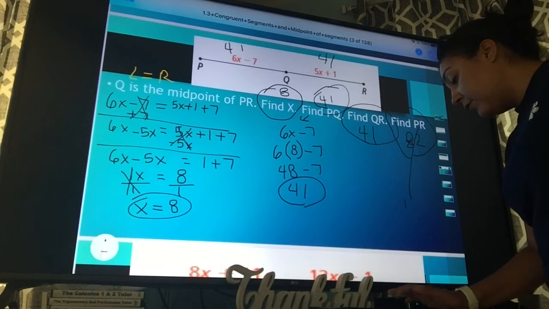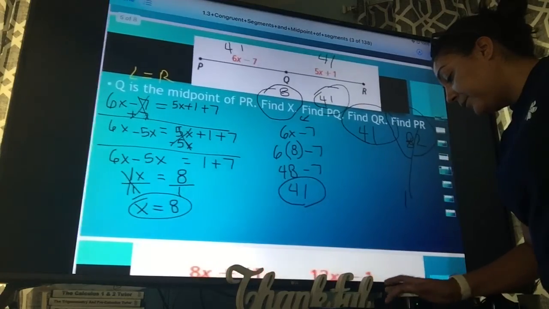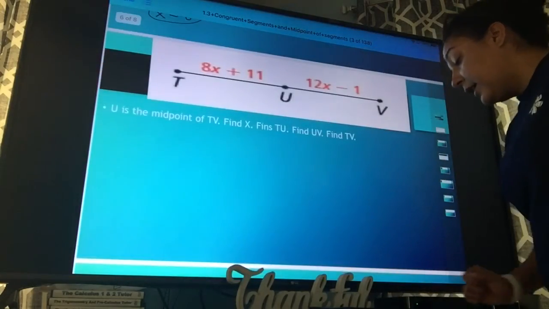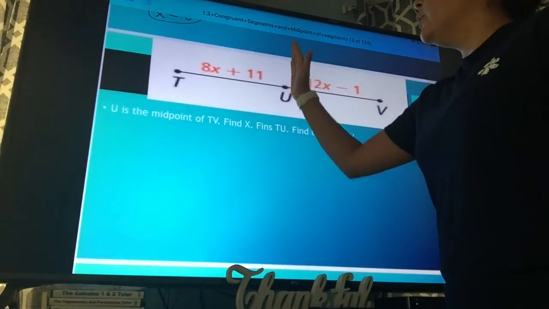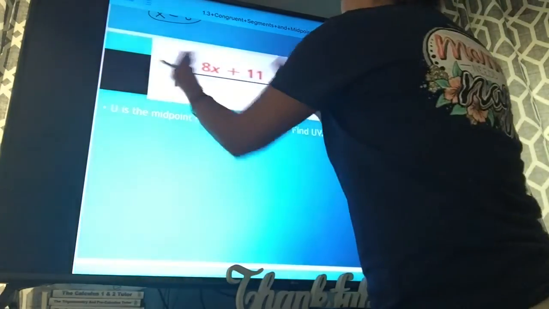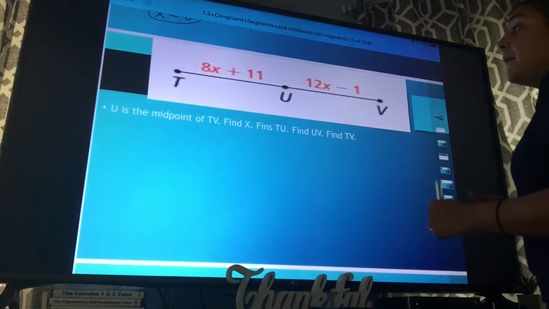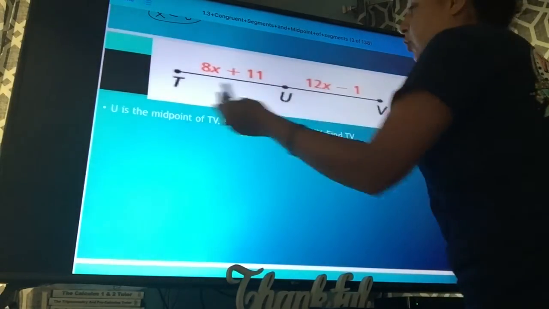Okay, let's look at the next one. The next one is the same thing. We have a full segment, which is TV, and it says that U is the midpoint. U is the middle point. That means this one should equal this one, and these two combined should equal the whole one.